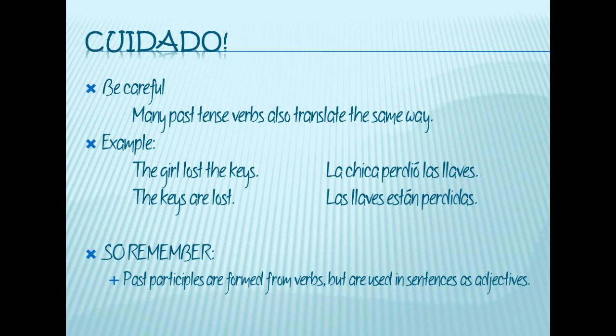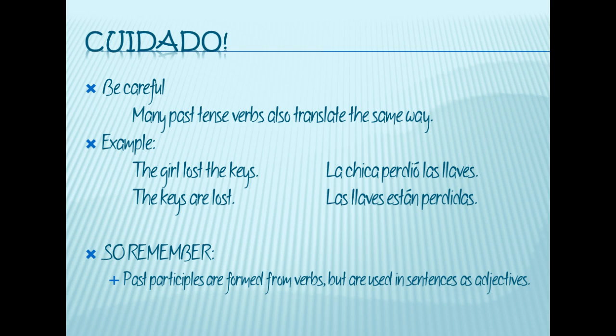So be careful because many past tense verbs also translate the same way. These two sentences I'm about to read you are not the same. The girl lost the keys. In this case, lost is our verb. Who or what did the girl do? She lost the keys. La chica perdió las llaves. In this case, this would be a past tense verb. But if we just said the keys are lost, lost is describing what the keys are, so now it's an adjective. That's when we would use a past participle. Las llaves están perdidas. So remember, past participles are formed from verbs, but they're always used in sentences as adjectives.